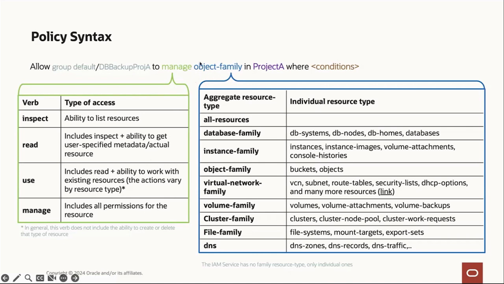And then you'd specify the resource. You can see some examples here, depending on the resource that you want to grant access to. And then in a certain compartment, and then you can get more granular with your where conditions.